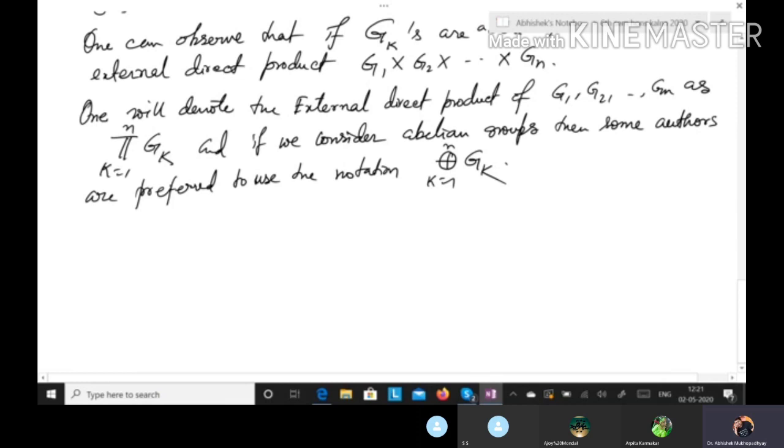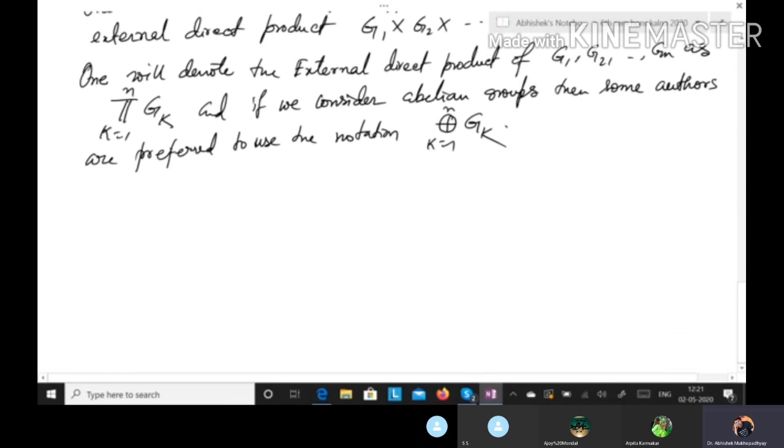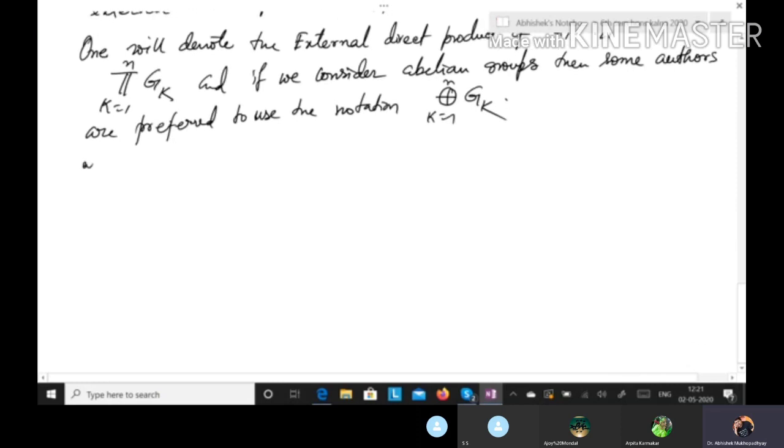Now let us move on to another important observation which can be listed by some statements for the subgroups of a group. That is, if we are given finitely many subgroups, suppose H1, H2, Hn of some group G, then some statements are equivalent. What are those? So let us state the theorem first.